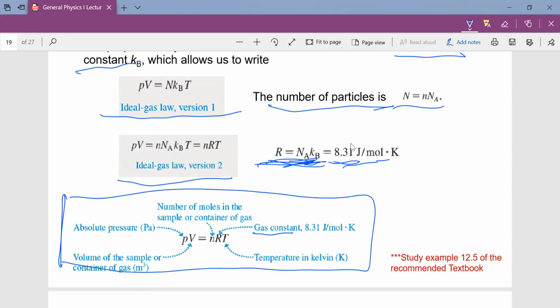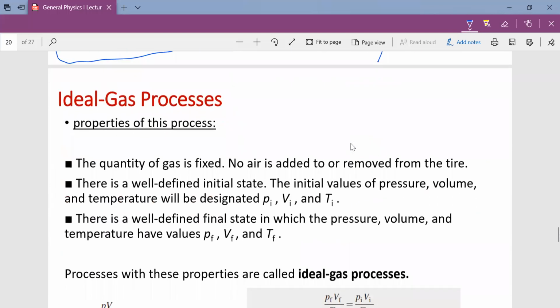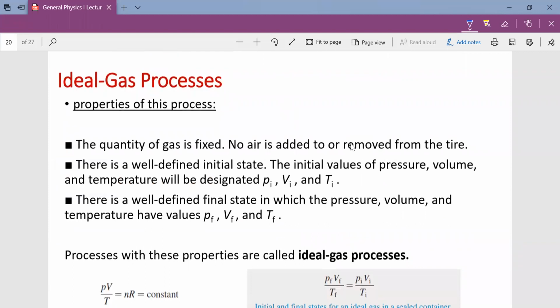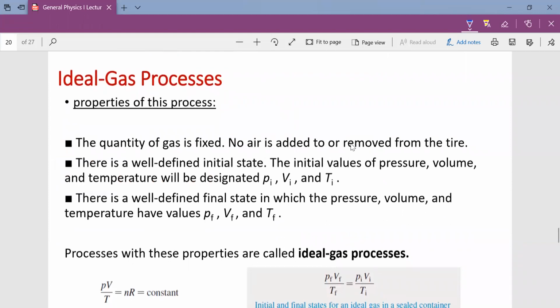We don't have time to look at the example, but please study this example. It's a straightforward one, and if you have any question on that, reach out to me as well. So we quickly want to look at the last part of the class within the next 7 minutes, which is the ideal gas processes.